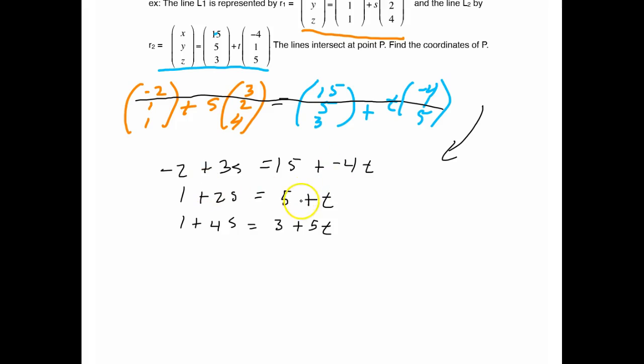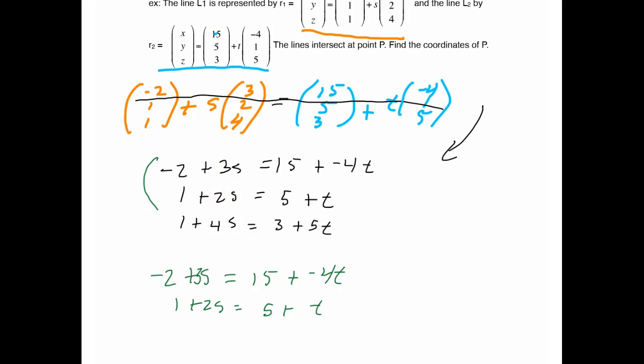Well, you use elimination or substitution, back to algebra 1 skills. So what you do is pick any 2 equations you want. I'll pick the top 2 here. And I'm just going to solve it by elimination. So negative 2 plus 3s equals 15 plus negative 4t. And I got 1 plus 2s equals 5 plus t.